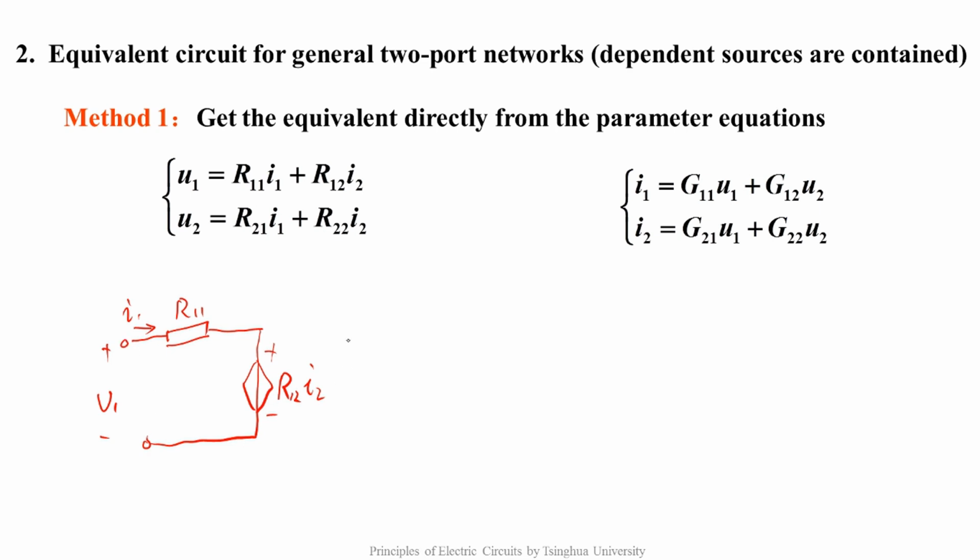Similarly, we can deal with the second equation. U2 and I2 are the voltage and the current of the same port, so this item can be represented by R22. For the other item, it's a current-controlled voltage source, whose voltage equals R21 times I1. This is the equivalent circuit for the general two-port network containing the dependent sources.